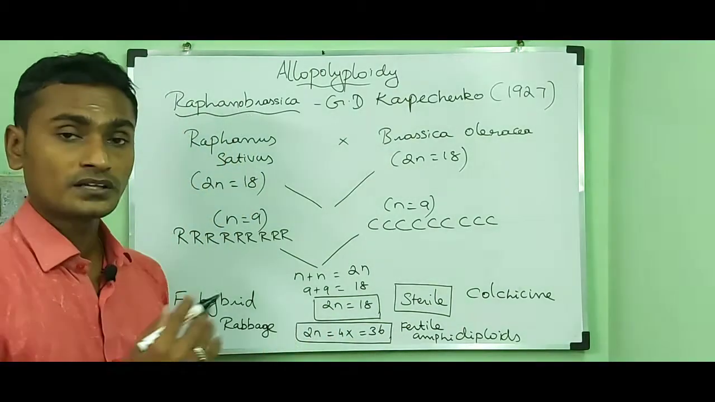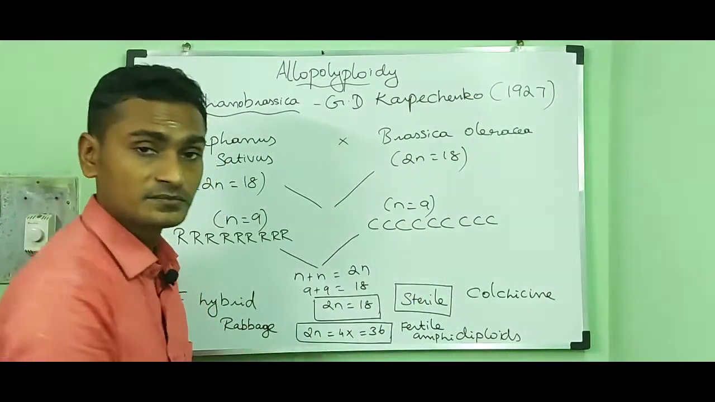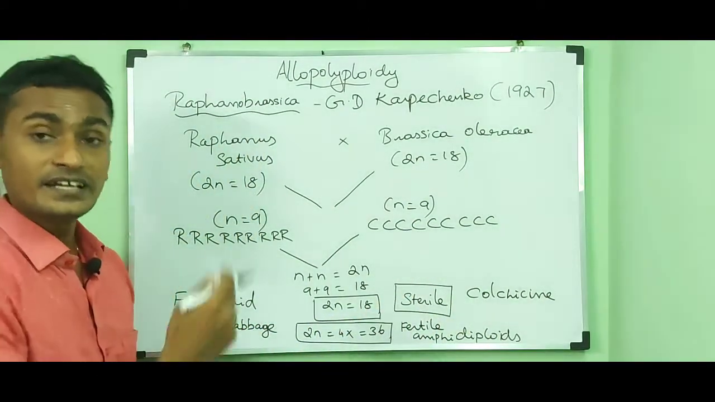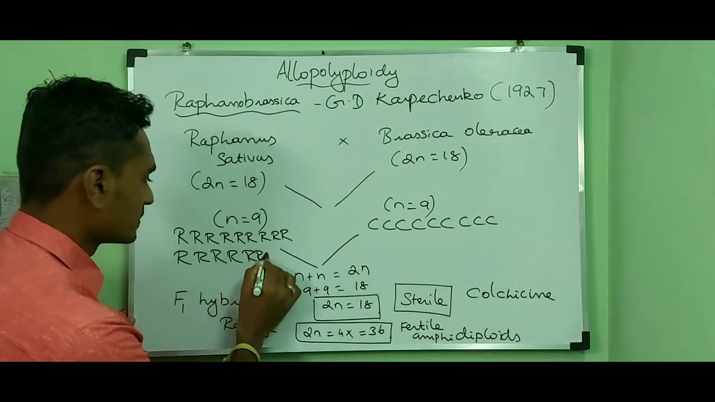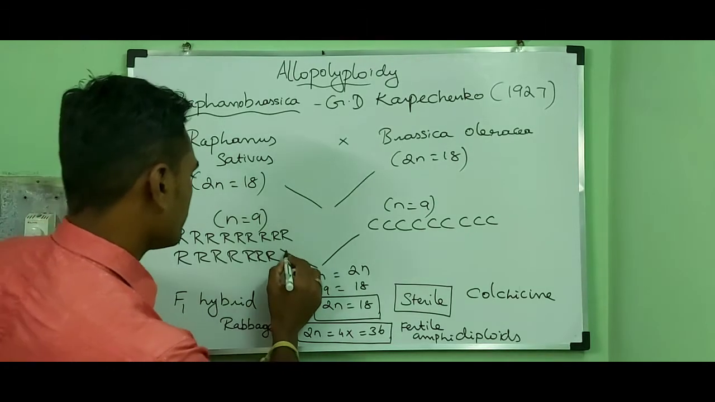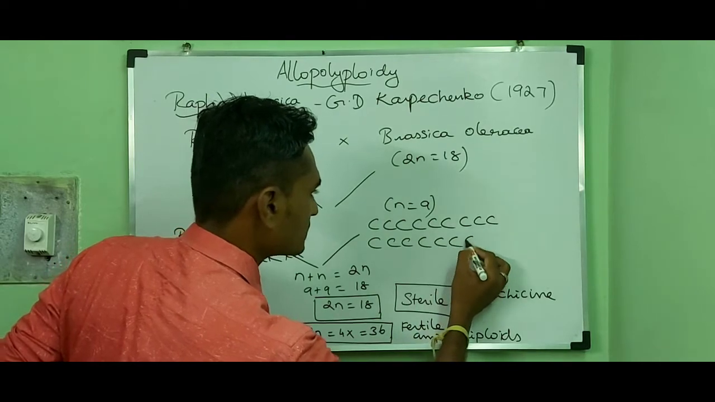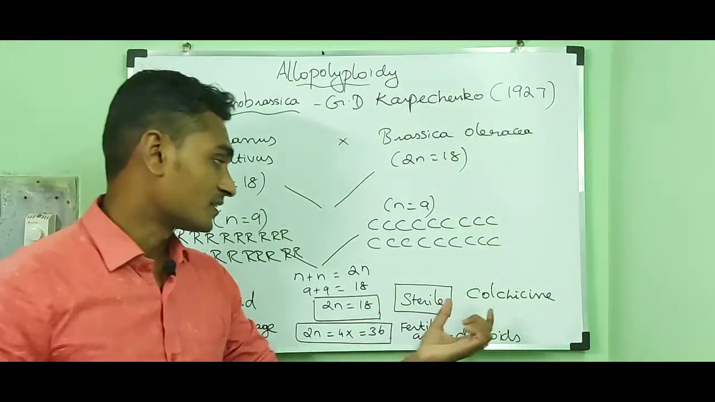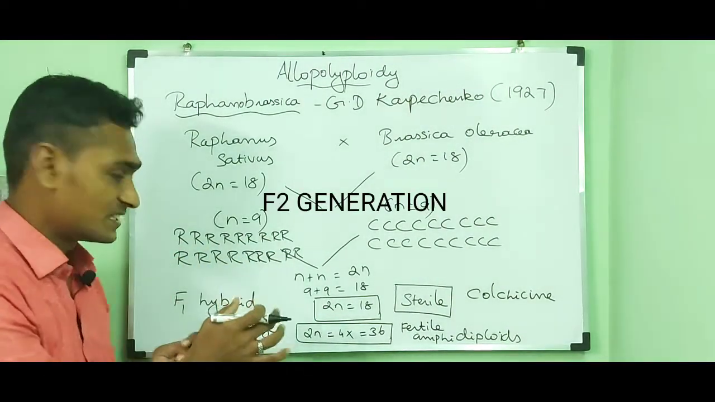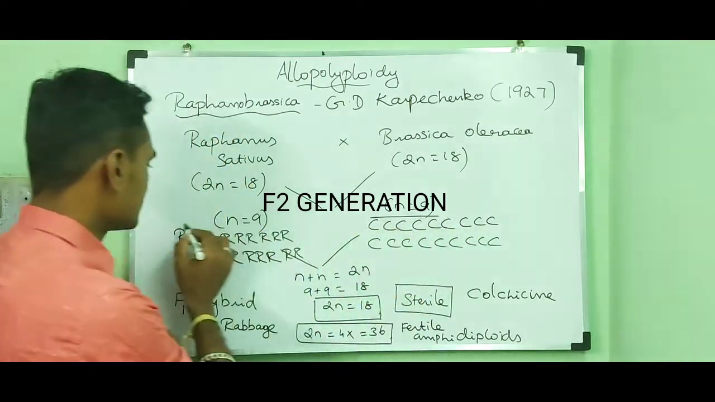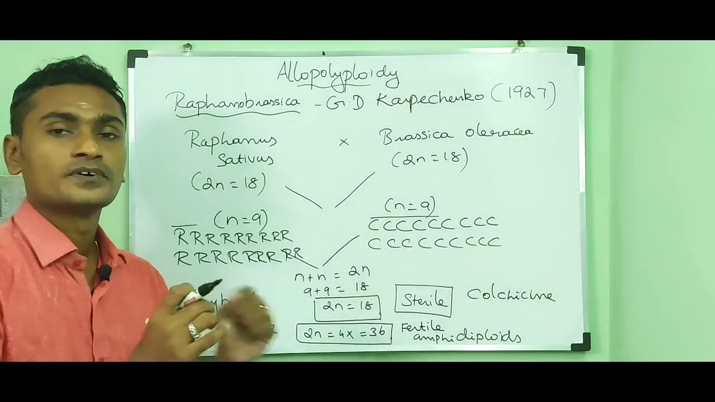Then here, what takes place? Here the capital R, 9 chromosomes, are present. After the treatment with colchicine, they get doubled. That means capital R, capital R, and so on, for the radish chromosomes, and here capital C, capital C, capital C, capital C for the cabbage chromosomes. After the colchicine treatment, the chromosome number gets doubled, and consider this the F1 generation.